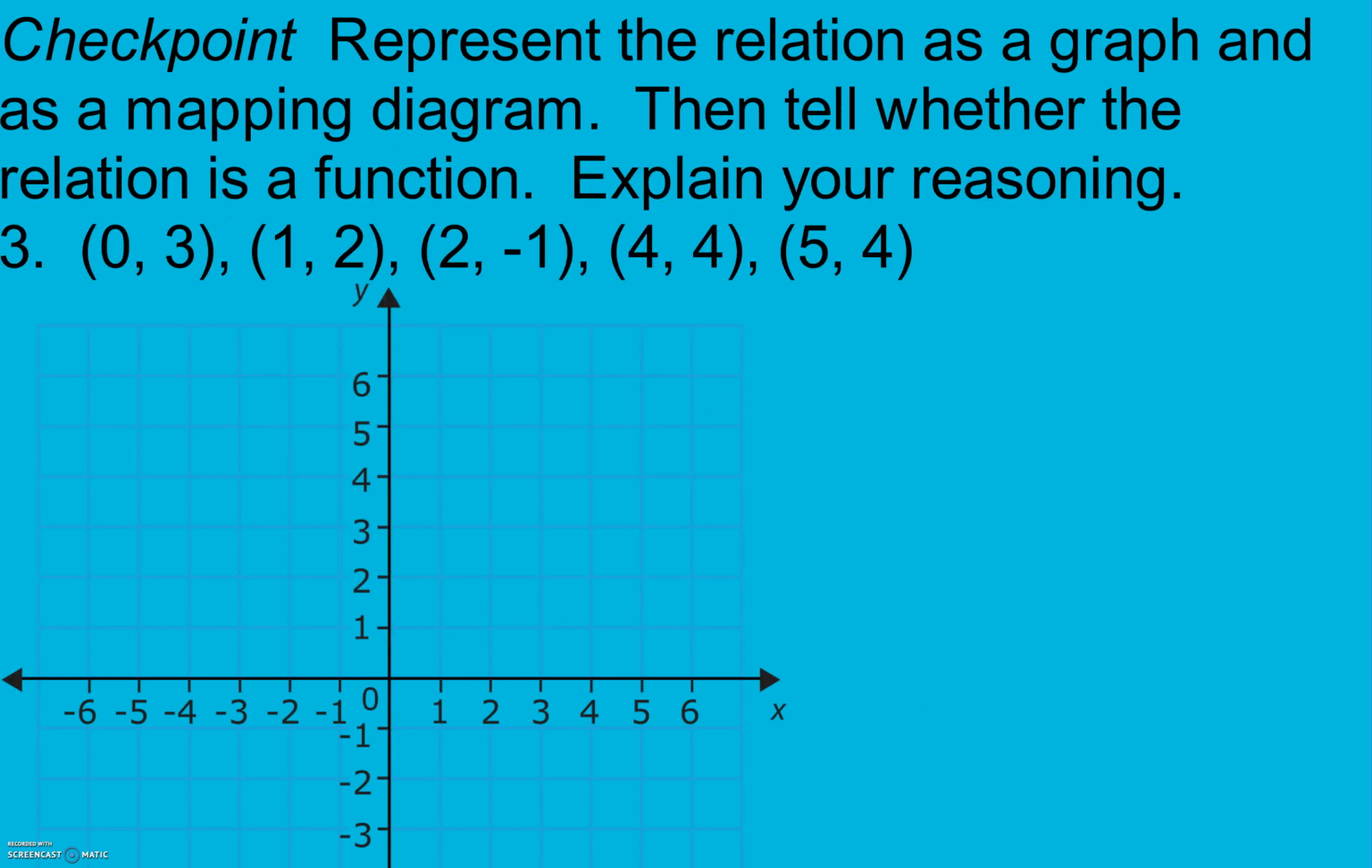Feel free to pause here and give this a try if you'd like. We're going to represent the relation as a graph and as a mapping diagram. Then tell whether the relation is a function. So here, x is 0, y is 3, and where they meet is my point. X is 1, y is 2, where they meet is right here.